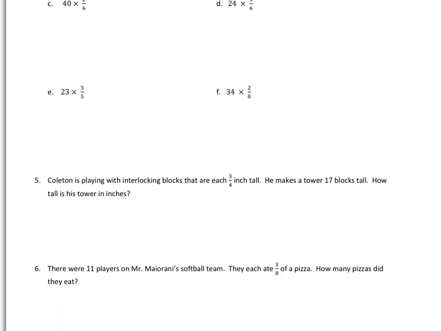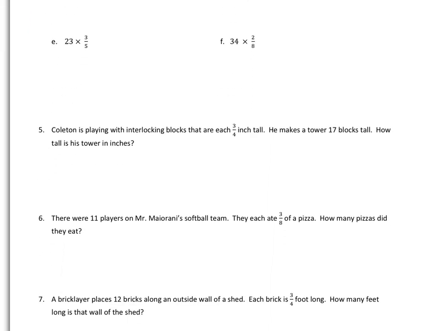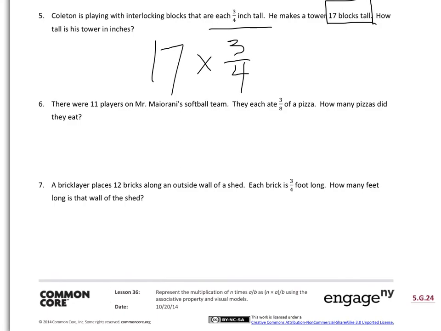For problem 5, this is where students are applying the math to a real world situation. So here it says Colton is playing with interlocking blocks that are each 3/4 inches tall. He makes a 17 block tall tower. How tall is his tower in inches? So if we think about the blocks being 3/4 of an inch each, and he makes a tower that has 17 blocks in it, we want to think of that measurement 17 times. Students are going to go through and create that number model for each of the next 3.